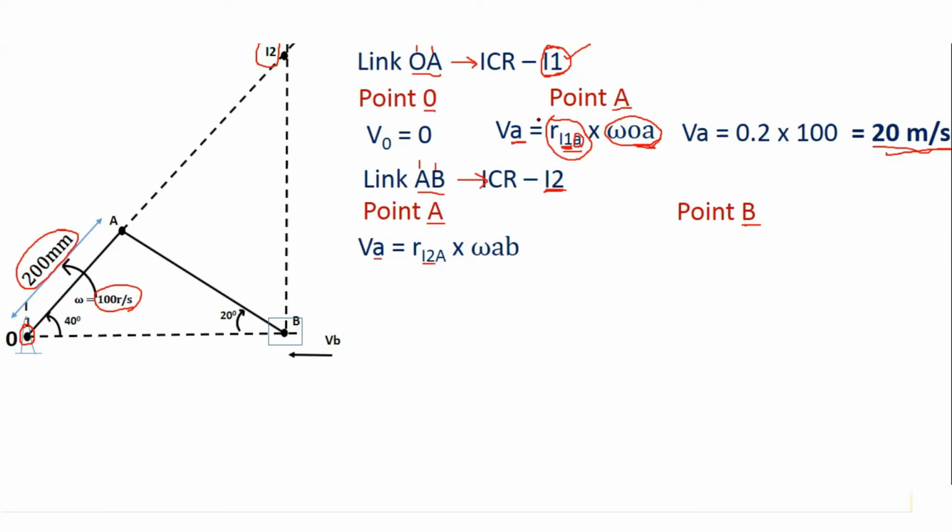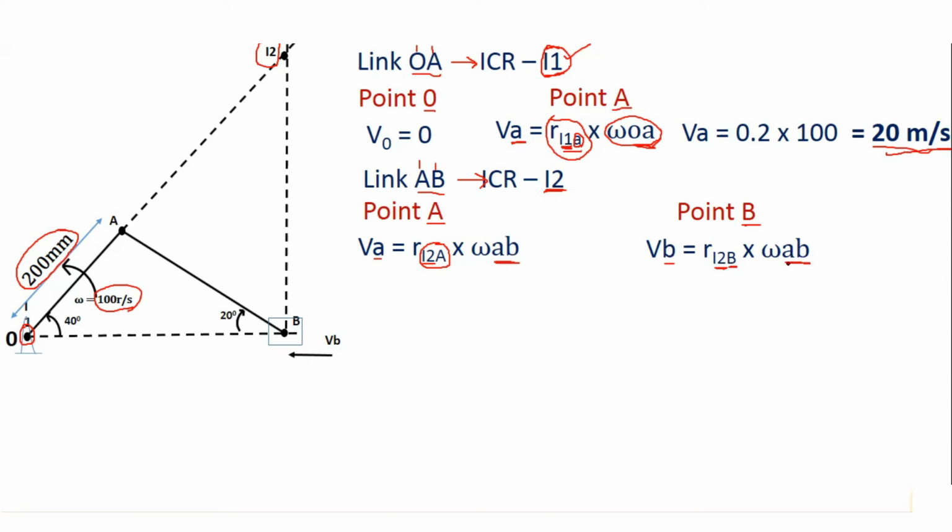See the difference. In the ICR1 case, when I considered point A, I wrote RI1A. But now I am writing RI2A. Why I2A? Because now I am considering it on link AB, whose ICR is I2. So I want the distance from that particular ICR, multiplied by omega, and because it is on link AB, I will write omega AB. Similarly for point B, I will write VB is equal to RI2B. Again, the distance is from I2 to that particular point, B, multiplied by omega AB.